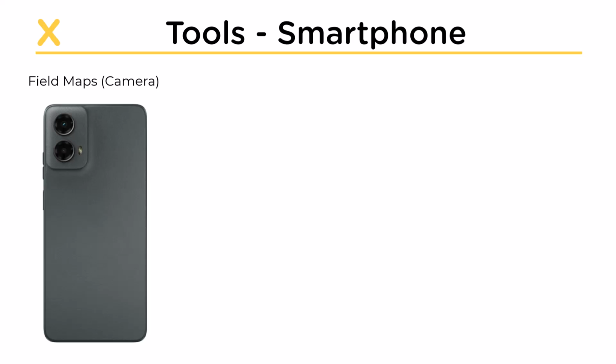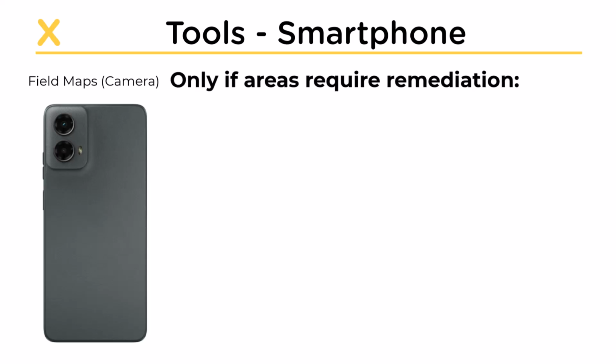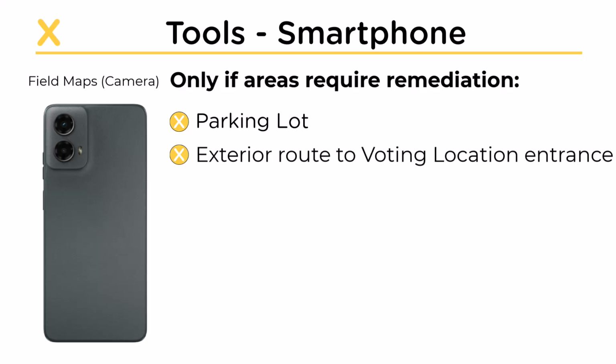Take additional photos of the following only if there are accessibility issues requiring remediation. Parking lot to assist the elector in locating the parking lot. For remediation, focus on the accessible parking or where parking would need to be adjusted. Exterior route to voting location entrance. Use more than one photograph if required. Use close-ups to indicate any issues with threshold, slope, and/or width on the route of travel.